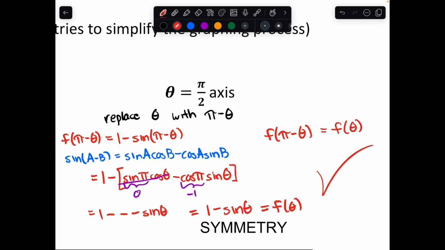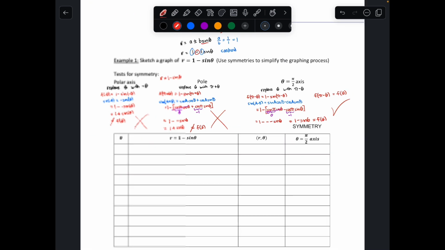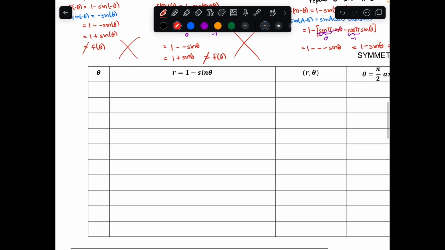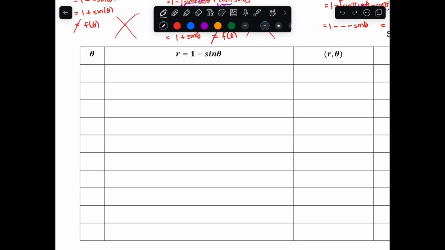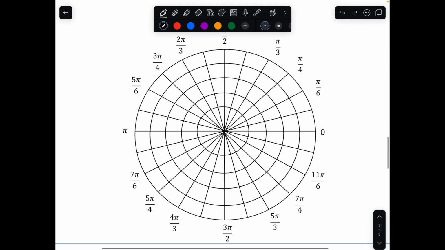And if you go back to the picture of what a cardioid looks like, especially when it's pointing down, it makes sense that it should have symmetry over the vertical axis. So now let's actually try to figure out some points. So when trying to graph these points, we need an angle first. So let's go ahead and look at what our angles should be.